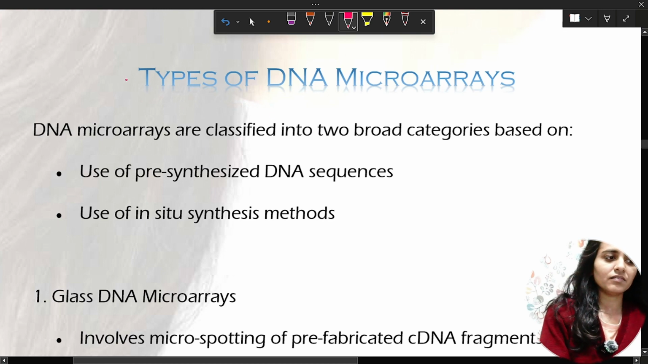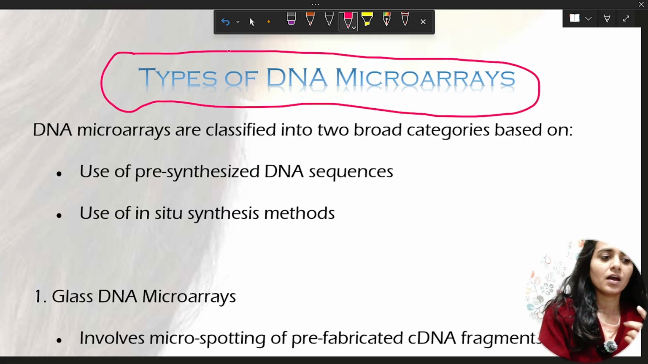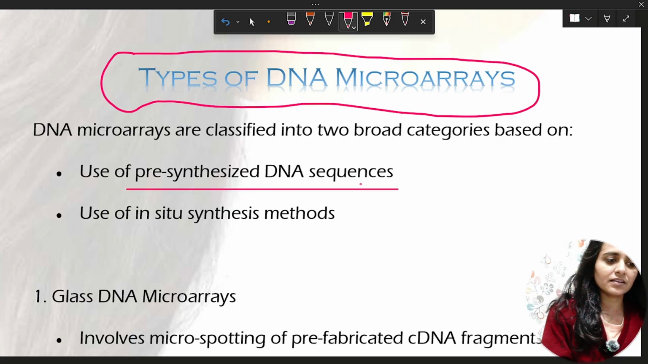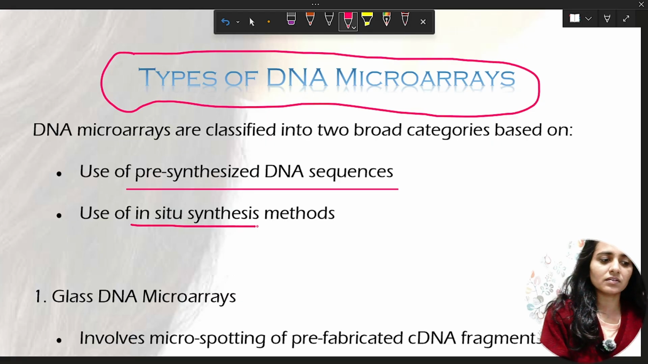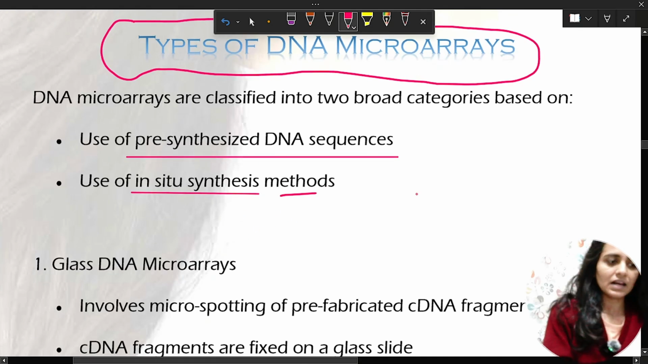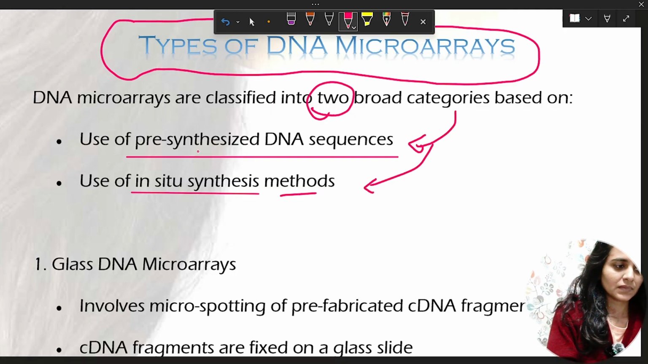In this class, we will learn about the types of DNA microarrays based on pre-synthesized DNA sequence and in situ synthesis method. What are these two methods? We'll see. There are two broad categories, and their bases are these.